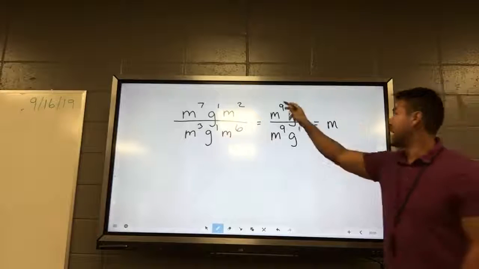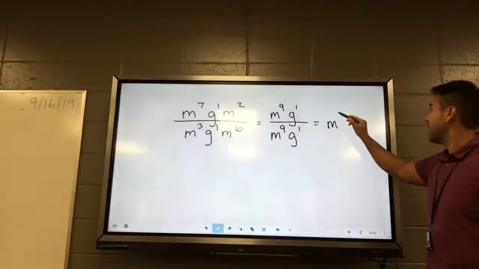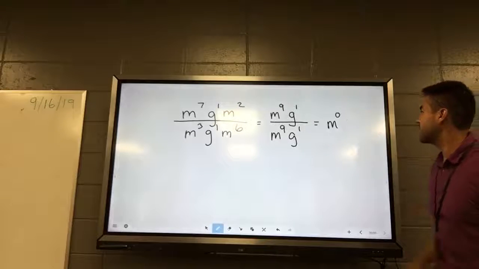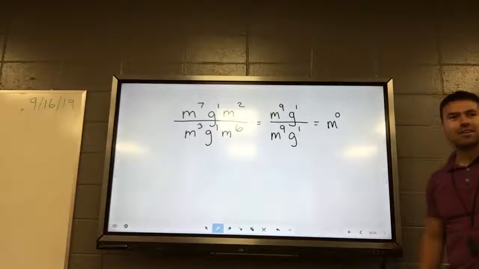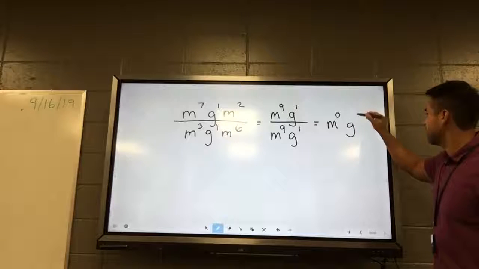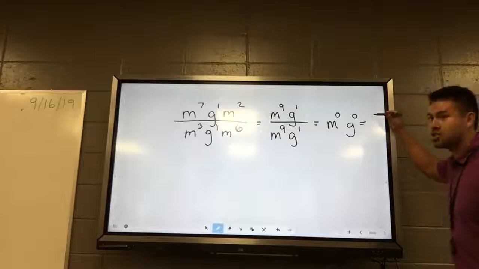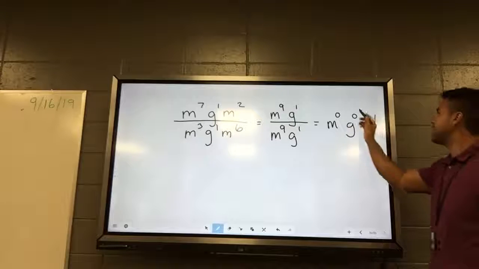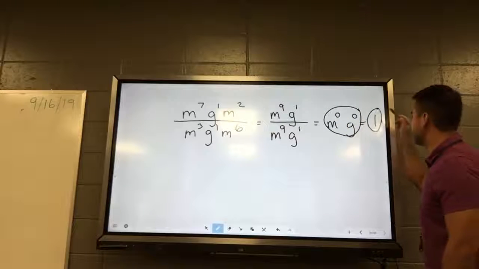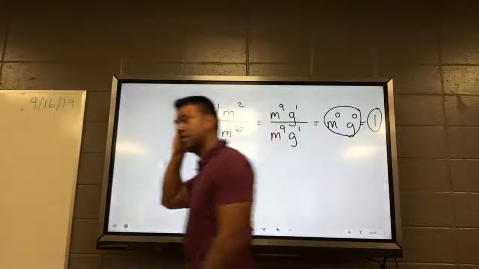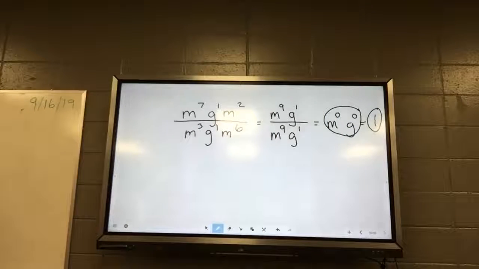Close. What's 9 minus 9? Zero. M to the zeroth. Uh-oh. And then Olivia, g to the? Zeroth. Which means you can actually write your answer as... So both of them I would take because they're both accurate. What does any number to the zeroth power give me? One. And so what's any number to the zeroth times any number to the zeroth? One times one. One. There's a bunch of ones.